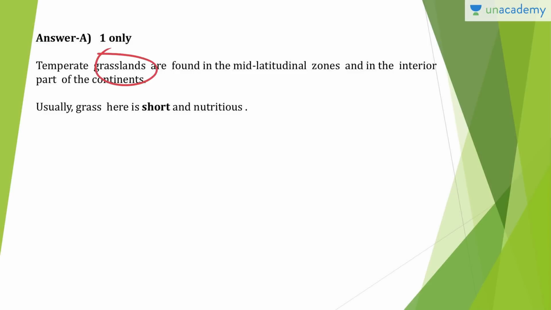The temperate grasslands are found in the mid-latitudinal zones and in the interior parts of the continents. Usually grass here is very short, but it is very, very nutritious. So that is the keyword. Nutritious is the keyword here.